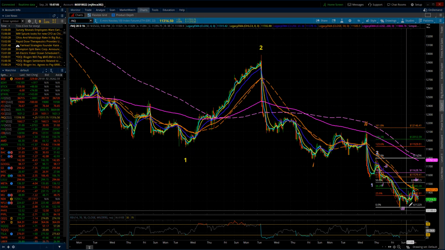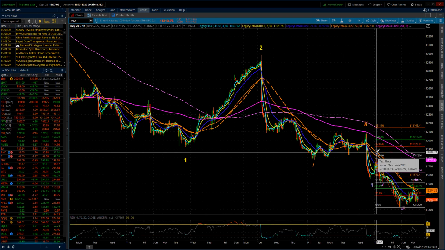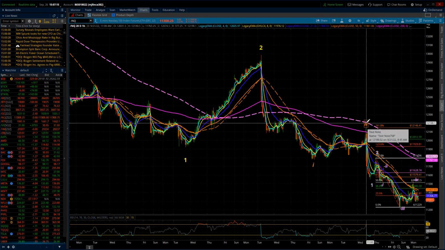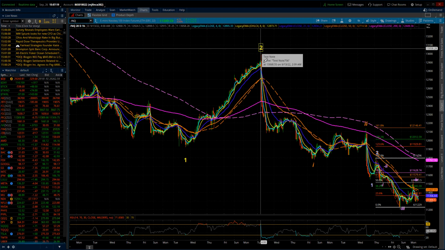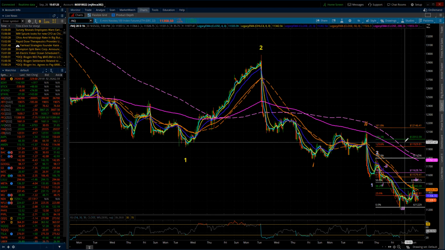So there are 3, and then 4, 5 to complete the minute 3. Then we have minute 4 and 5 to complete the minor 3, minor 4 and 5 to complete the intermediate wave 3, intermediate 4 and 5 to complete the primary C wave. So we have all those sequences yet to do.